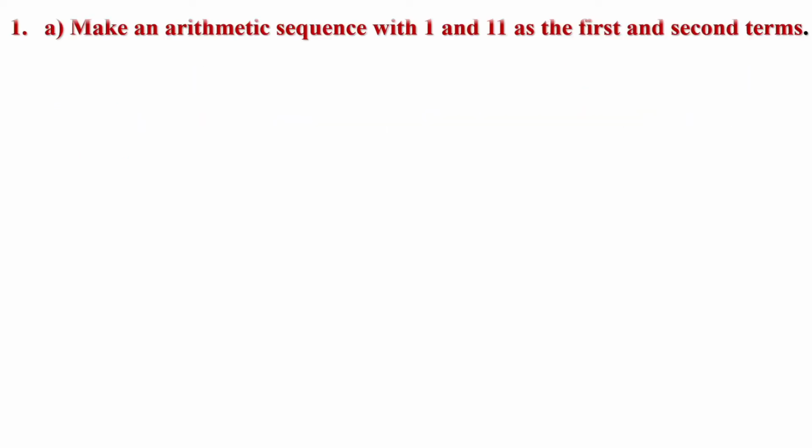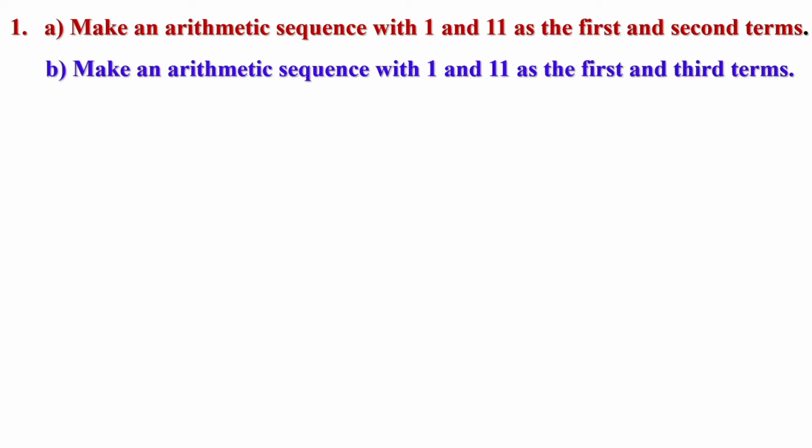Now let me take an example. Make an arithmetic sequence with 1 and 11 as the first and second terms. Then make an arithmetic sequence with 1 and 11 as the first and third terms. In the first case it is very easy. 1 is the first term, 11 is the second term, and therefore the common difference is 10. So the sequence is 1, 11, 21, etc.